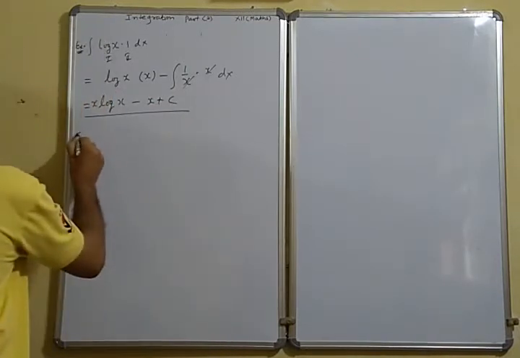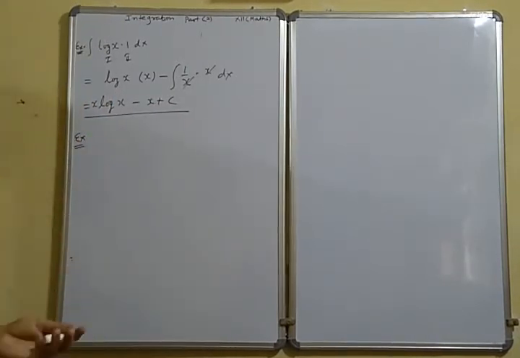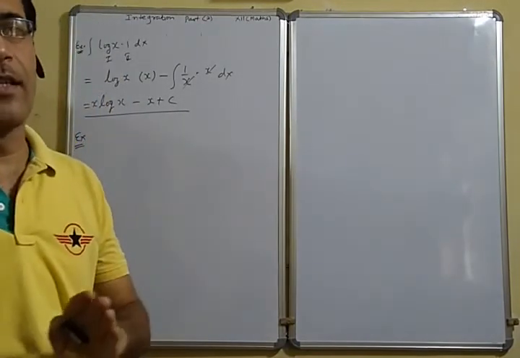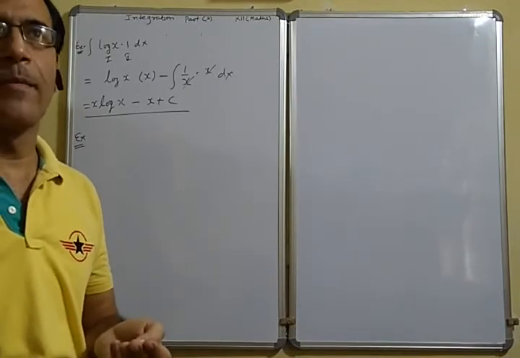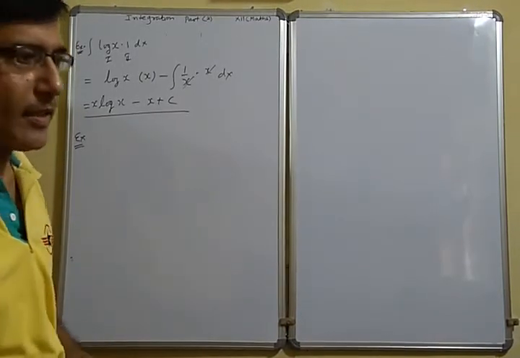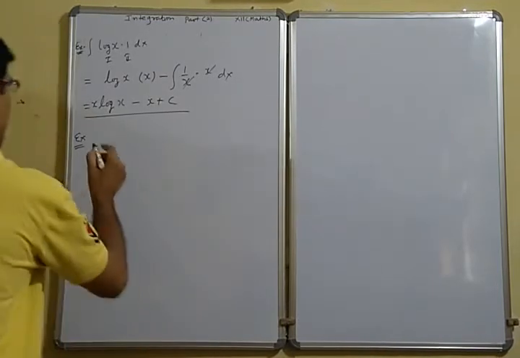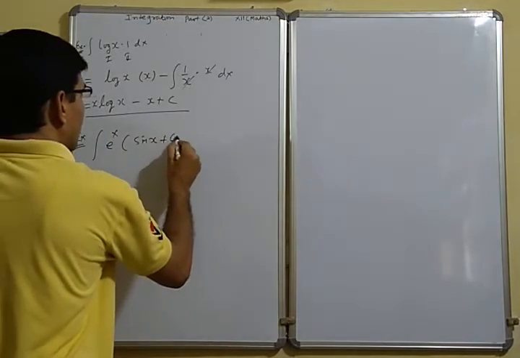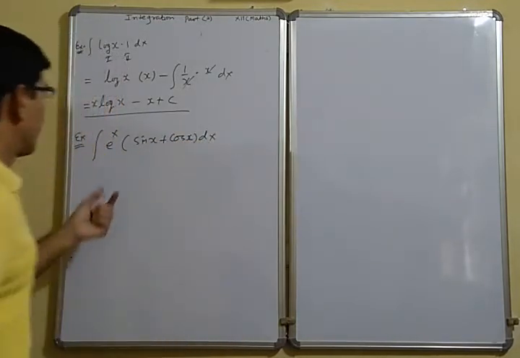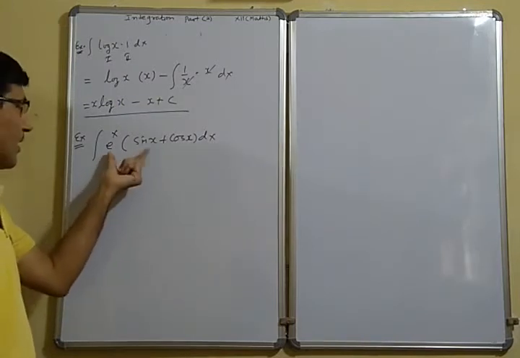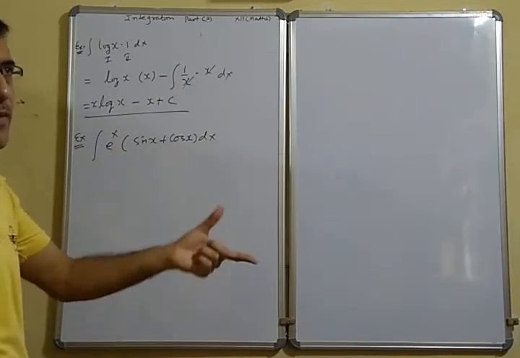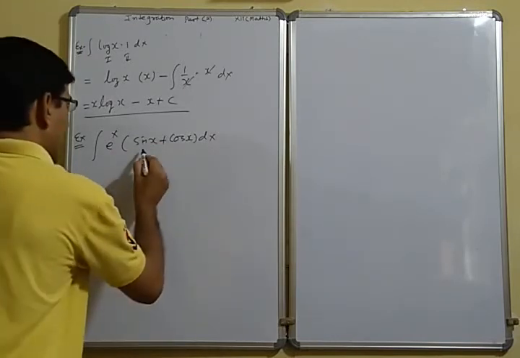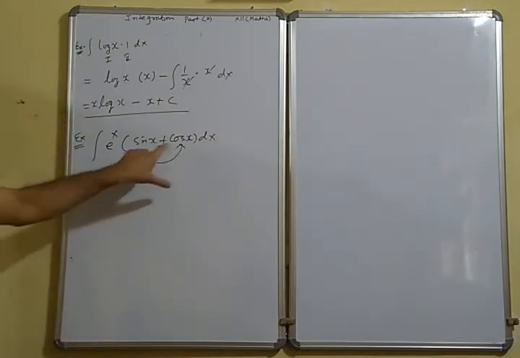Now let us see some more examples by using the identity integration of e raised to power x in bracket fx plus f dash x dx, which is equal to e raised to power x fx plus c. So now let us see application of this formula. Integration of e raised to power x sin x plus cos x dx. So either we'll use by parts for this function and for this function separately, and we simplify, otherwise we can use directly. Let us see, differentiation of sin x is cos x.